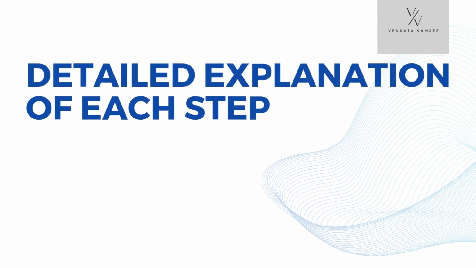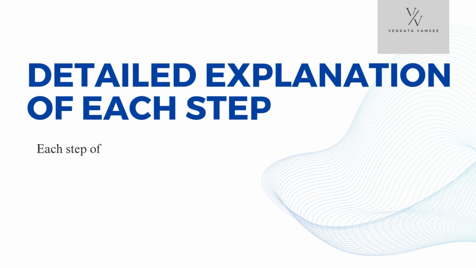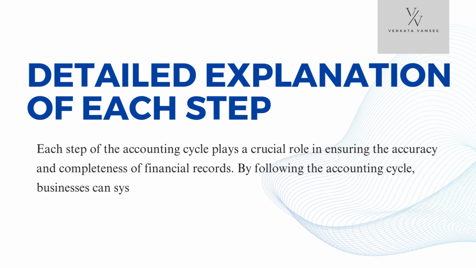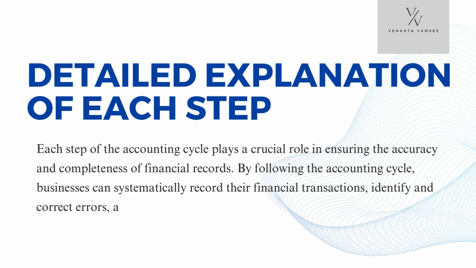Detailed explanation of each step. Each step of the accounting cycle plays a crucial role in ensuring the accuracy and completeness of financial records. By following the accounting cycle, businesses can systematically record their financial transactions, identify and correct errors, and prepare reliable financial statements.